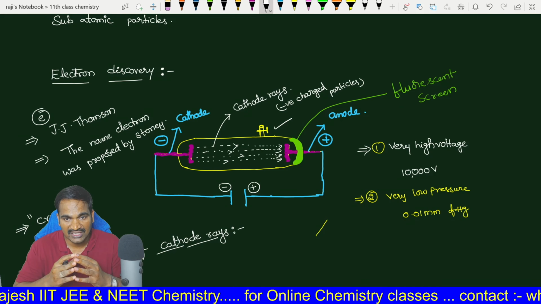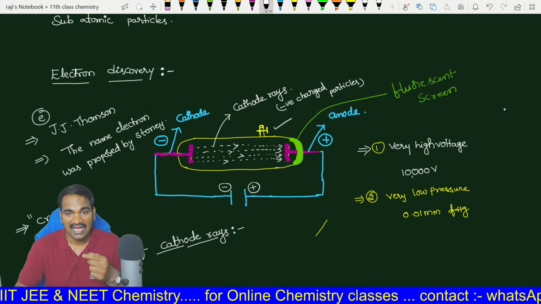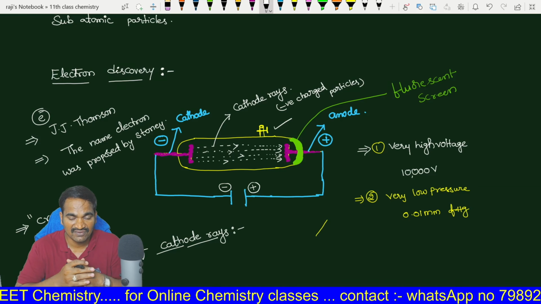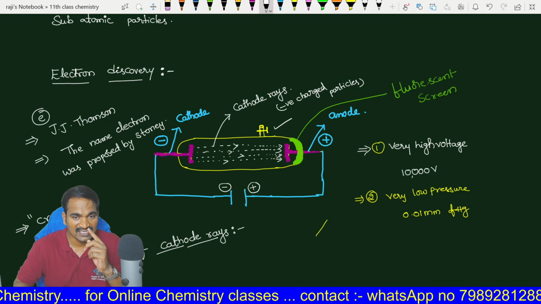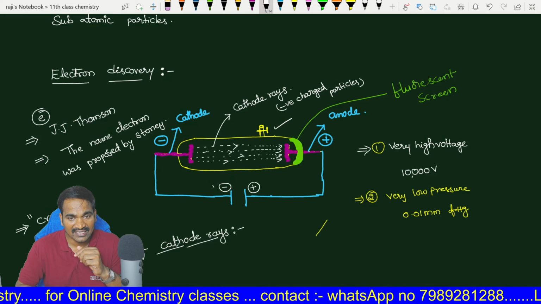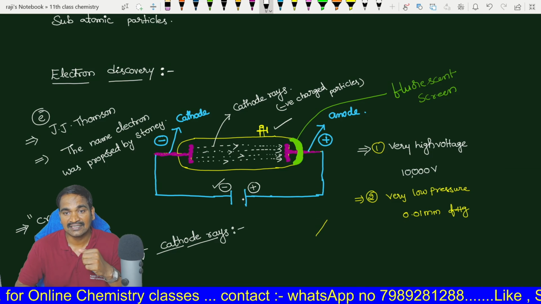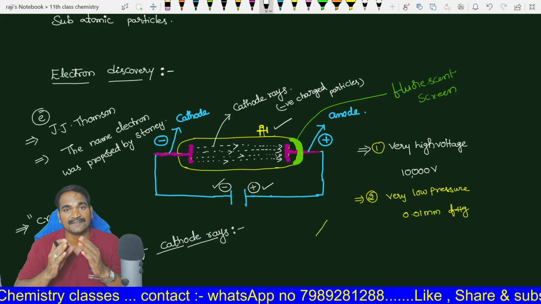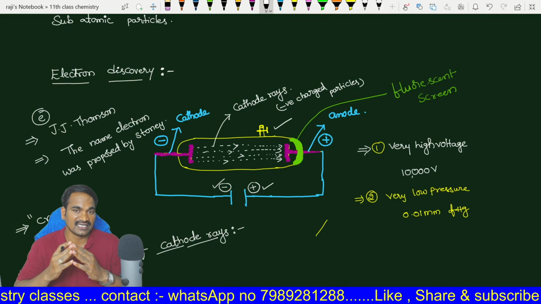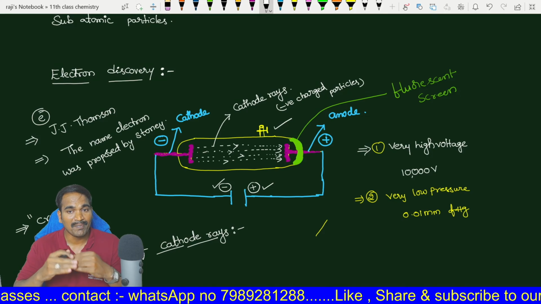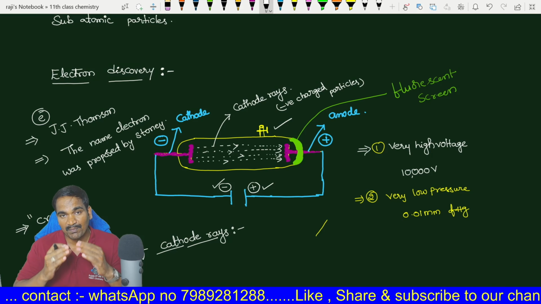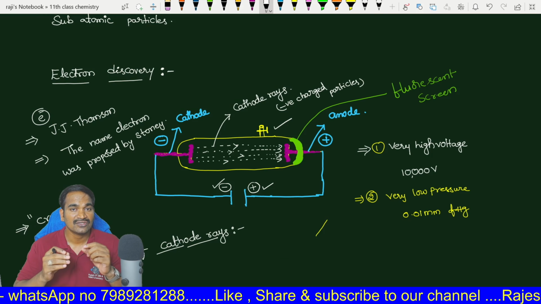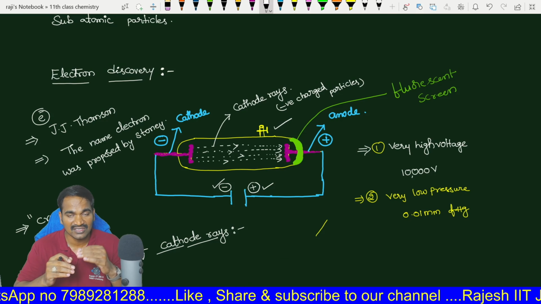Here what we are going to do is, first we are going to apply high voltage. Here you see, I said two metal plates are sealed inside this glass tube. One metal plate is connected to the negative terminal of the electric current, and the other is connected to the positive terminal. So whenever you pass high voltage of electricity and low pressure with the help of that vacuum pump, you have to reduce the pressure.